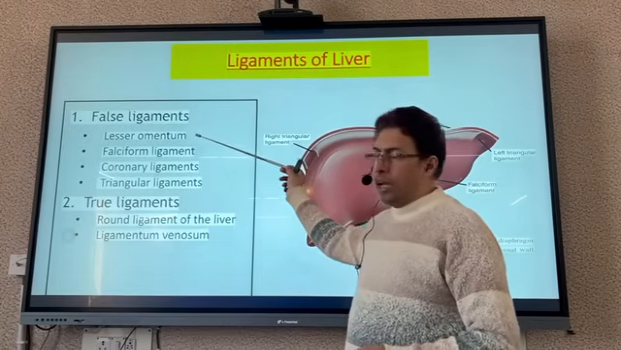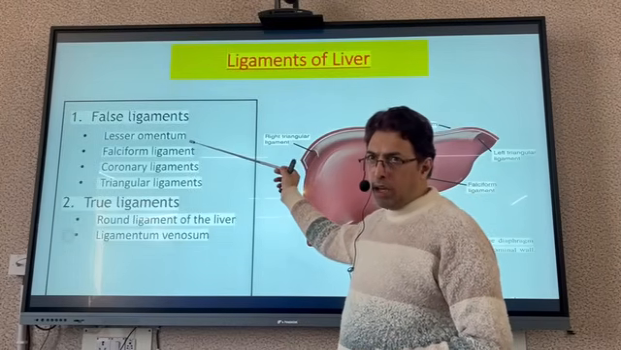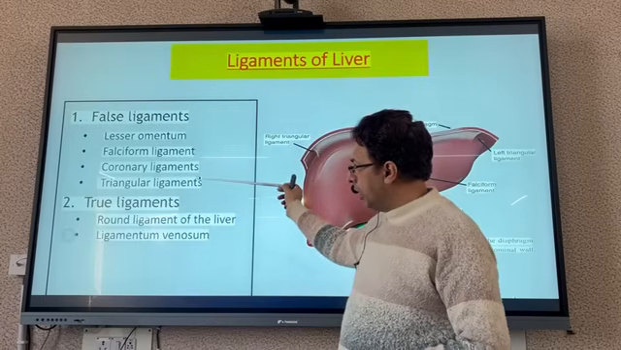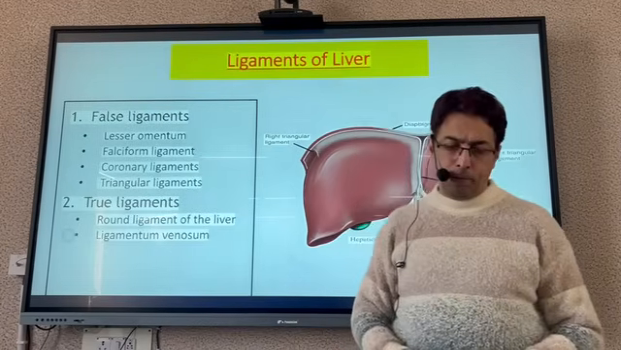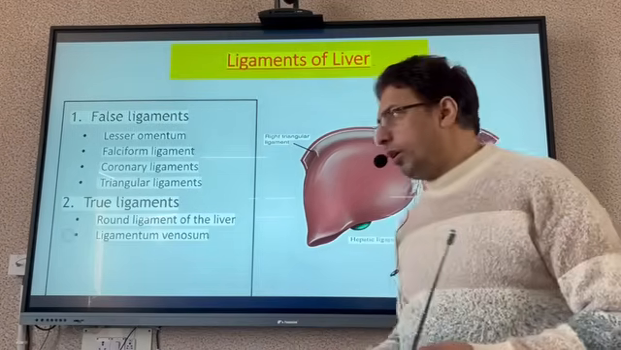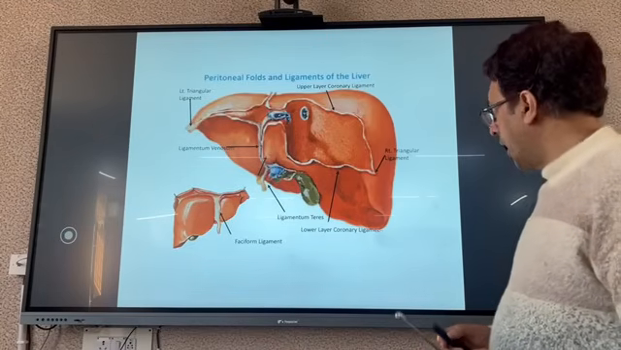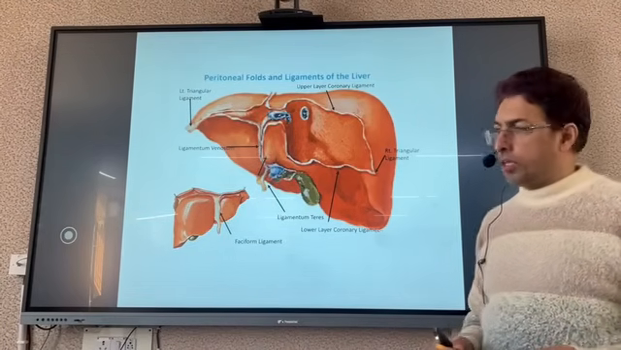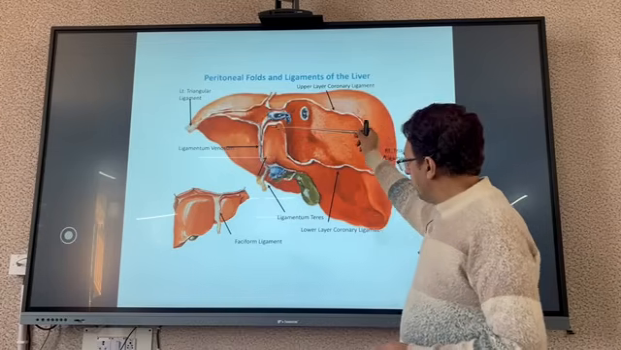I will be coming to the lesser omentum. You know that we have studied it previously. Falciform ligament, the coronary ligament, and the triangular ligaments. Now, as far as the ligamentum venosum is concerned, this is the ligamentum venosum.